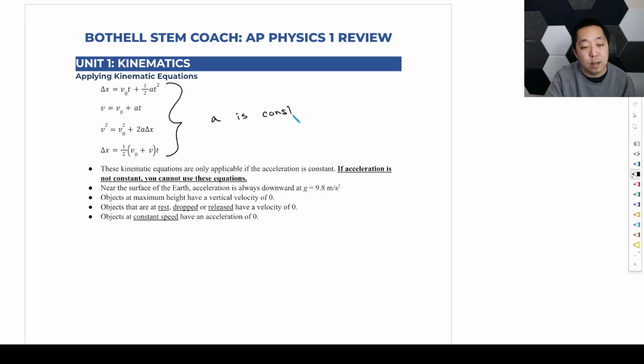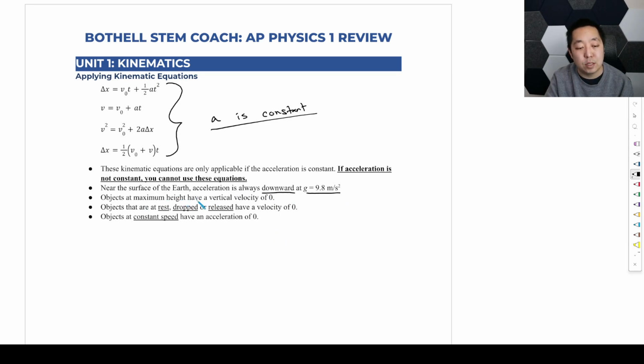Cannot emphasize that enough, because a lot of the tough parts of AP Physics is not just about equations and plugging in numbers, but it is about when the equations apply, when you're allowed to use them, and in what situations. Near the surface of the Earth, the acceleration is downward at 9.8 meters per second squared.